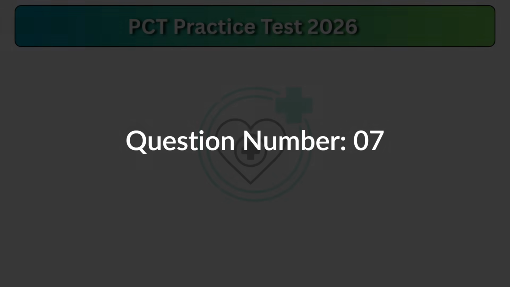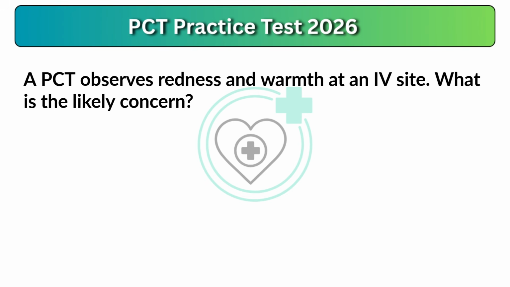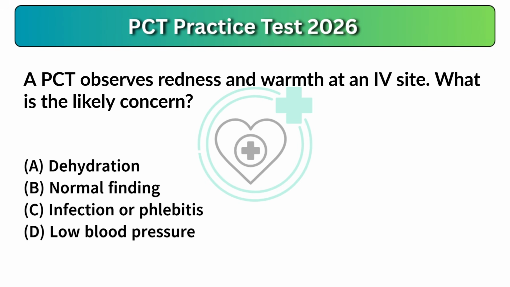Question number 7. A PCT observes redness and warmth at the IV site. What is the likely concern? A. Dehydration. B. Normal finding. C. Infection or phlebitis. D. Low blood pressure.